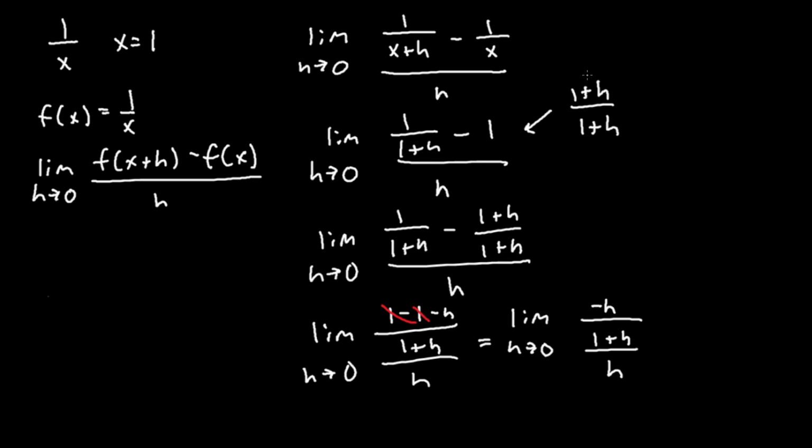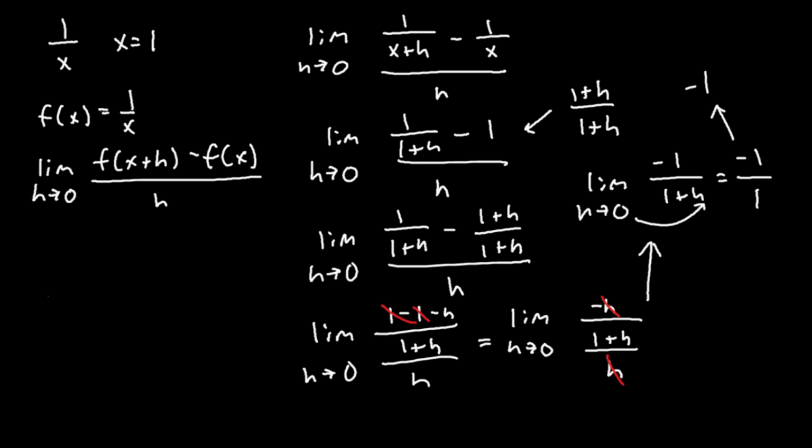And now that we have this, technically, dividing by something is multiplying by its reciprocal, but if you already see this, you can cancel out these h values here. So what you get left with is the limit as h approaches 0 of negative 1 over 1 plus h. So now we can plug in 0. If we plug in 0, we get negative 1 over 1, which is just equal to negative 1. So as you can tell, it's literally just algebraic manipulation.